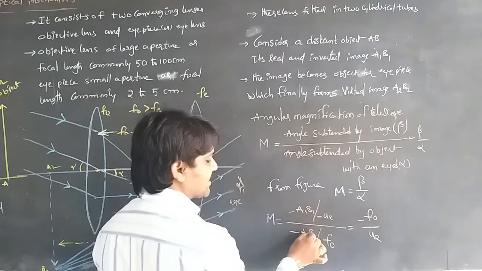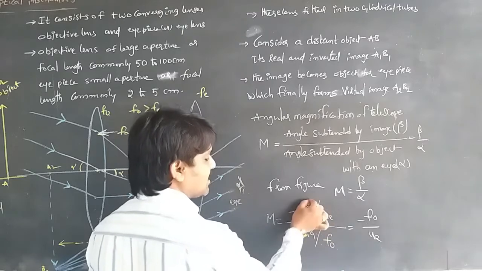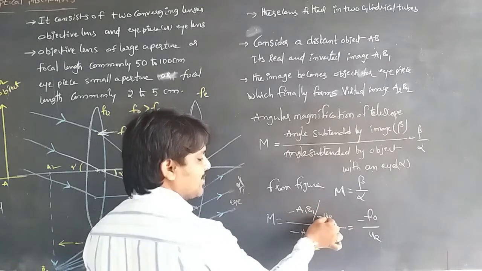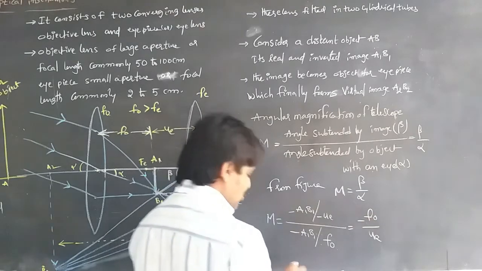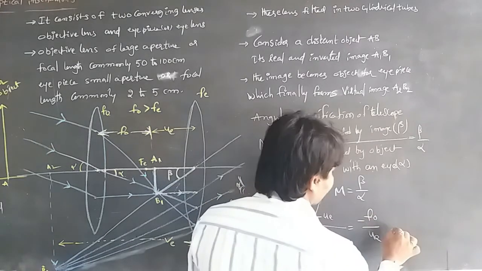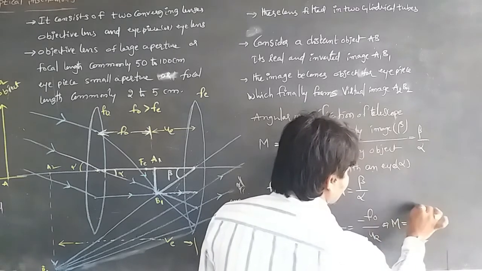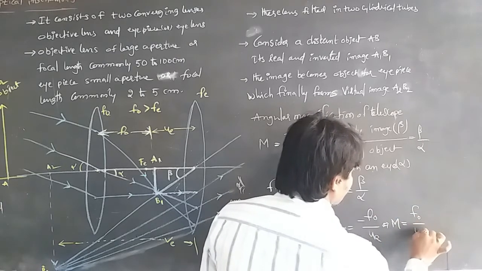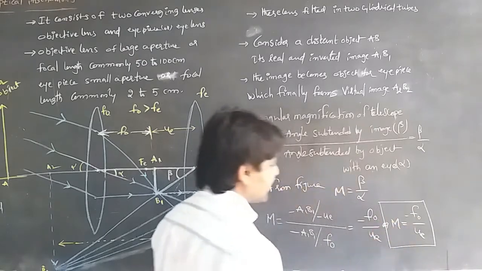Because minus gets cancelled, A1 B1 gets cancelled, this F0 is in the denominator so it becomes the numerator, and UE becomes the denominator. So that's why minus F0 by UE is equal to the total magnification. So here the magnification M is equal to minus F0 by UE.